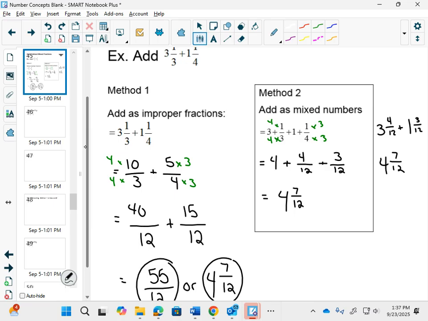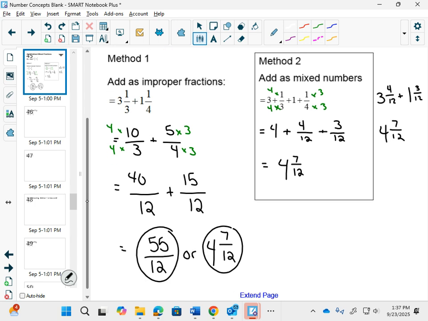Whew! Method 2 was the biggest number we had to deal with. Like 4 times 3 is 12. Okay, that's why method 2 is a little bit nicer, because numbers stayed smaller. Here we had like 4 times 10 is 40. We had 55, which was harder to write as a mixed fraction.